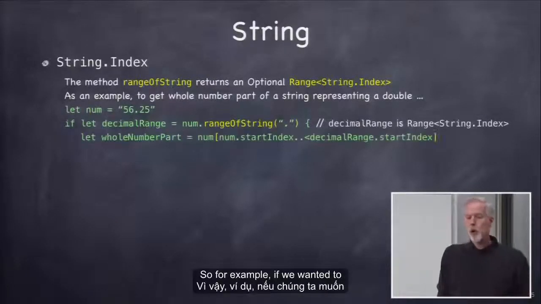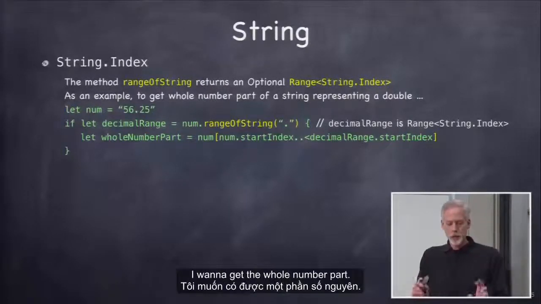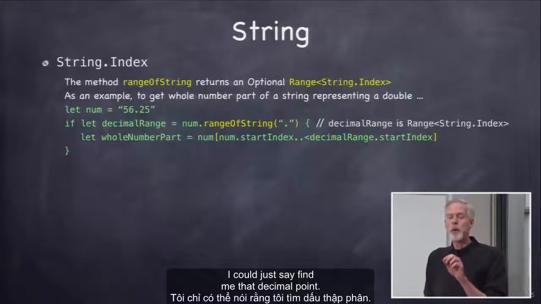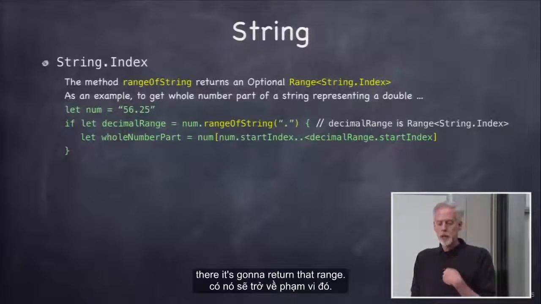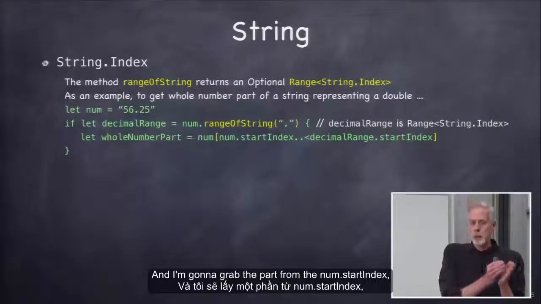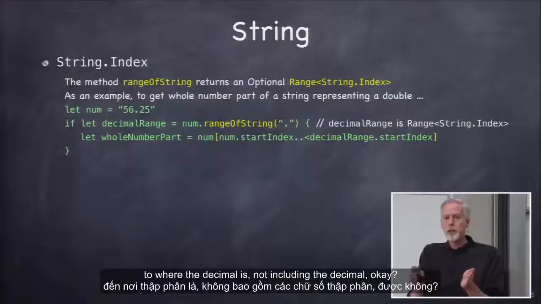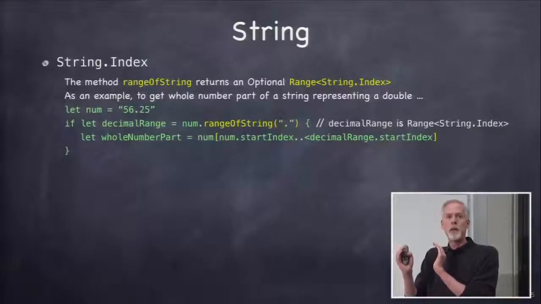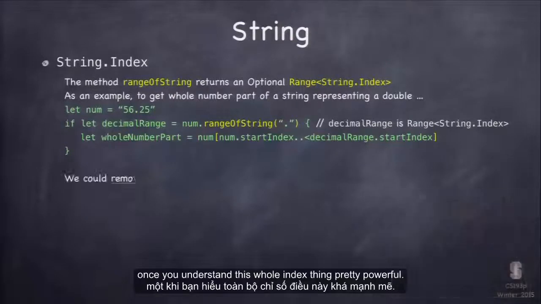So for example, if we wanted to get the whole number portion of a string that had a number, let's say 56.25 as a string, I want to get the whole number part, I could just say, find me that decimal point, and that's going to return a range, if there's a decimal point in there. And I'm going to grab the part from the num's start index, you see the num is the number, all the way to where the decimal is, not including the decimal. Now I got the substring, which is the whole part. Everybody cool with that? So substringing in a string is actually, once you understand this whole index thing, pretty powerful.